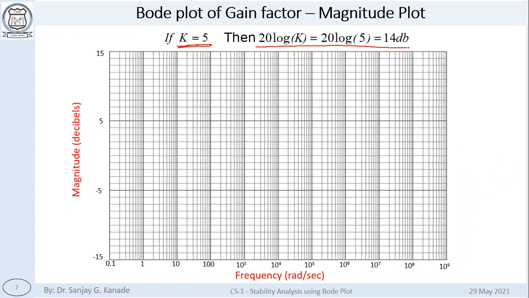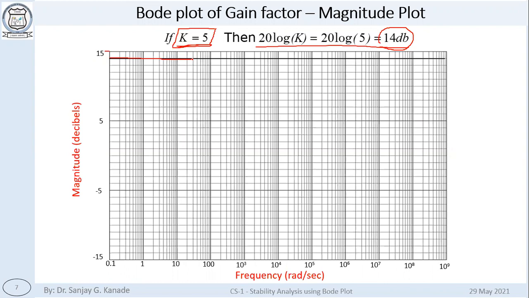And the value of gain K is still 5 everywhere. So on this logarithmic scale also, the value of gain K, when expressed in decibel, is 14 dB. It is this value. Okay, this is 15 by the way. Huh? This is 15. So this is 14. So this horizontal line I have drawn here, you can see this horizontal line. This is the 14 dB line. So it is a constant line, right?